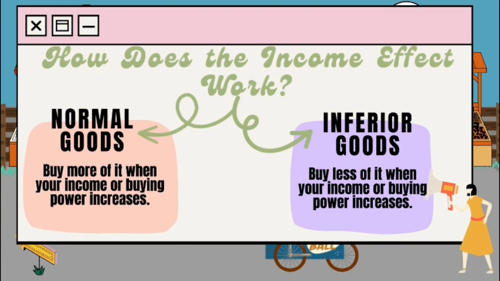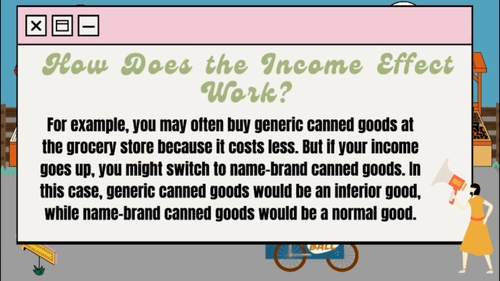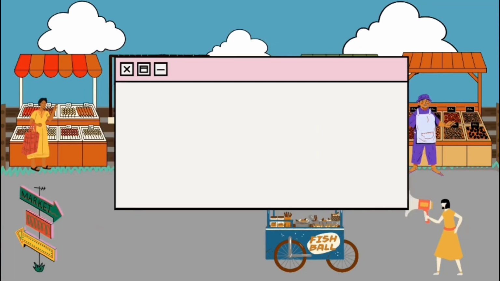For example, you may often buy generic canned goods at the grocery store because it costs less, but if your income goes up, you might switch to name brand canned goods. In this case, generic canned goods would be an inferior good, while name brand canned goods would be a normal good.